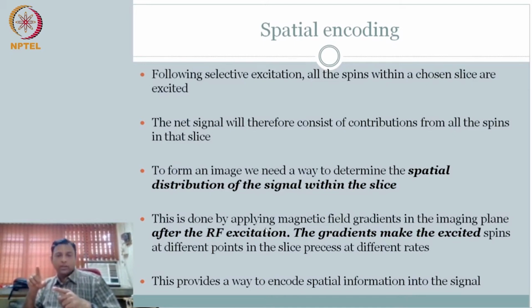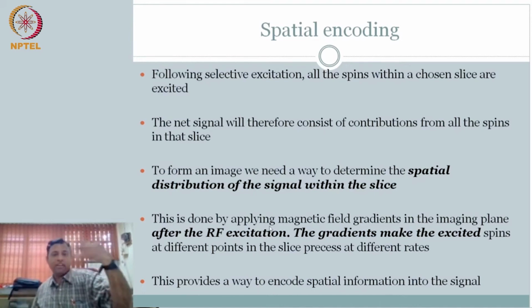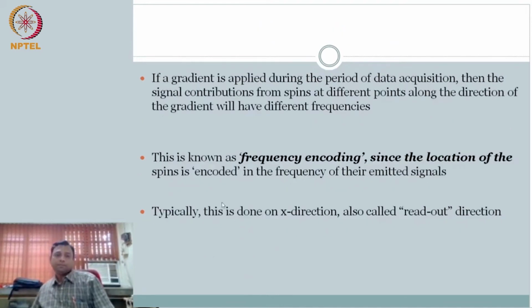How will we do that? First, within this plane we will break it into rows, and within the rows we will break it into columns. That's another way of thinking about it. If a gradient is applied during the data acquisition, then the signal contribution from spins at different points along the direction of the gradient will have different frequency. This is what we exploited in the Z direction.